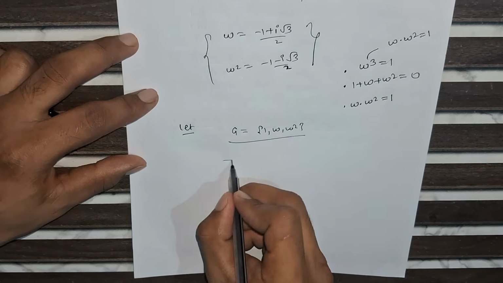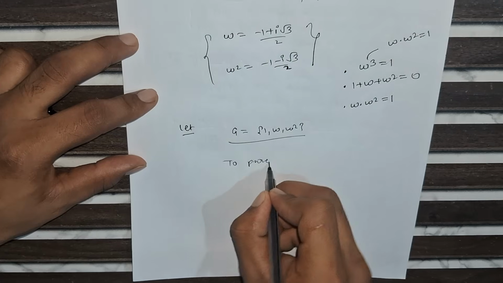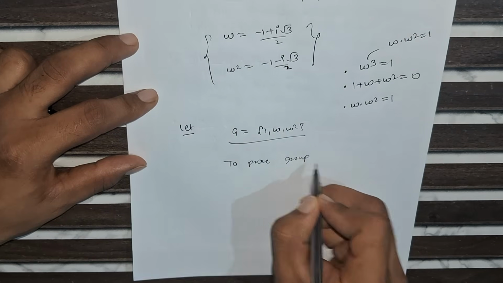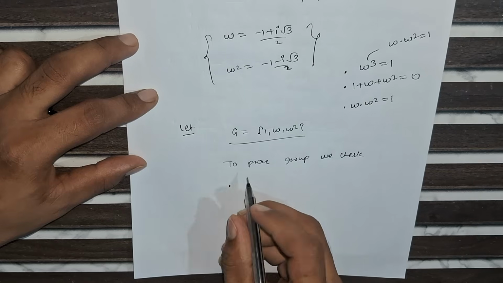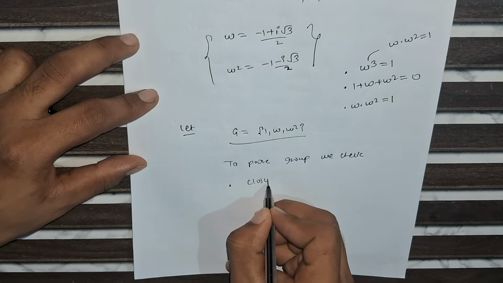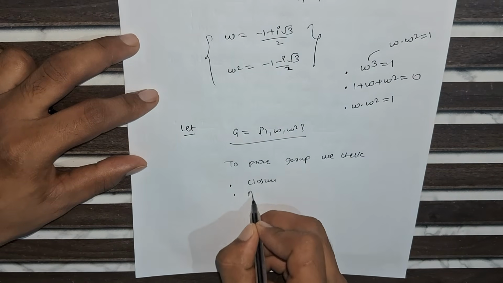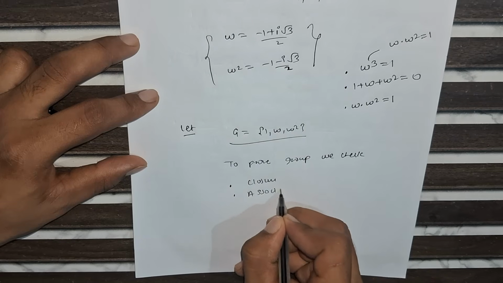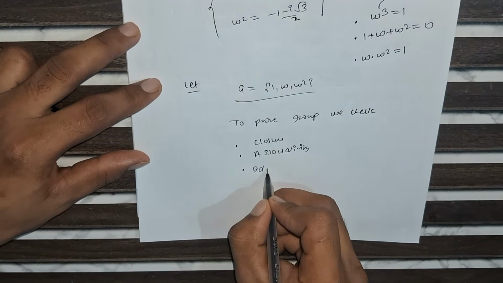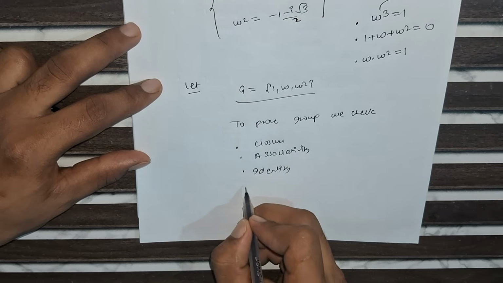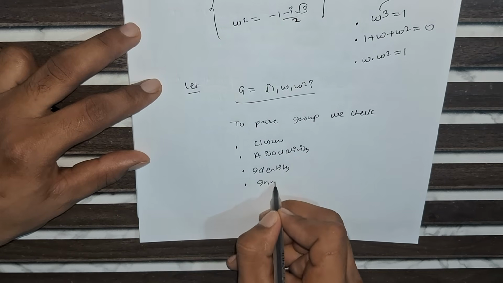It means to prove a group we check: first property is closure, second property is associativity, next one is identity, and last one is inverse.